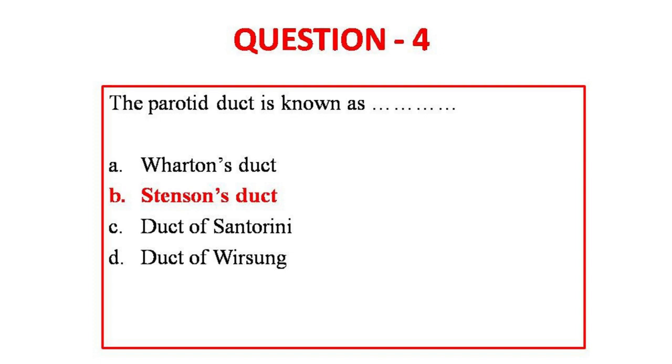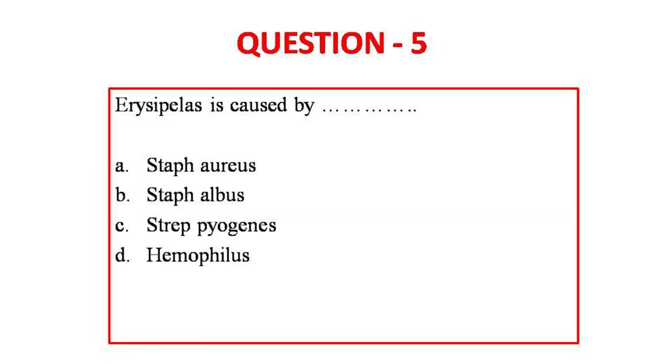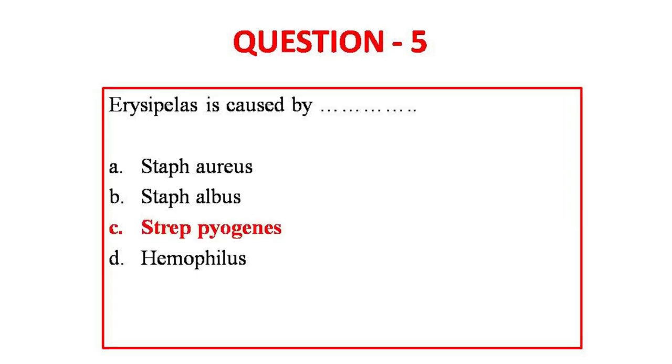So moving on to question number 5. Erysipelas is caused by, they've given 4 microorganisms: Staphylococcus aureus, Staphylococcus albus, Streptococcus pyogenes and Haemophilus. The answer to this question is C, Streptococcus pyogenes.